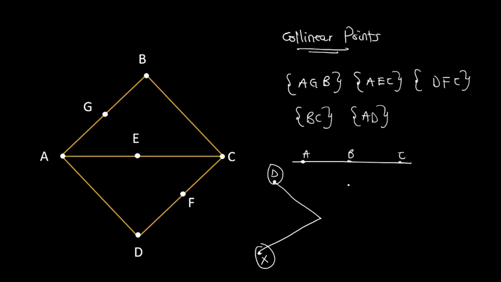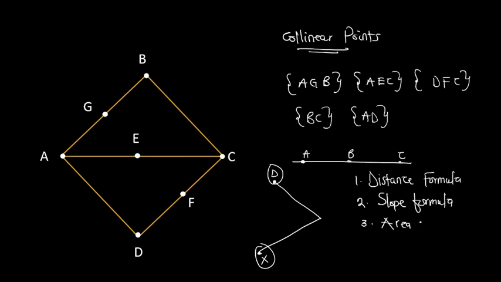Now let's look at how we determine whether some points are collinear or not. Now there are 3 ways to do that. The first one is to use the distance formula, which is what we'll be looking at in today's video, and in the subsequent video we'll be looking at the other ways of calculating collinear points. The second way to do that is to use the slope formula or the gradient formula. And then the last way of doing this is the area of triangle formula. But like I said, for the purpose of this tutorial, we will be looking at the distance formula.